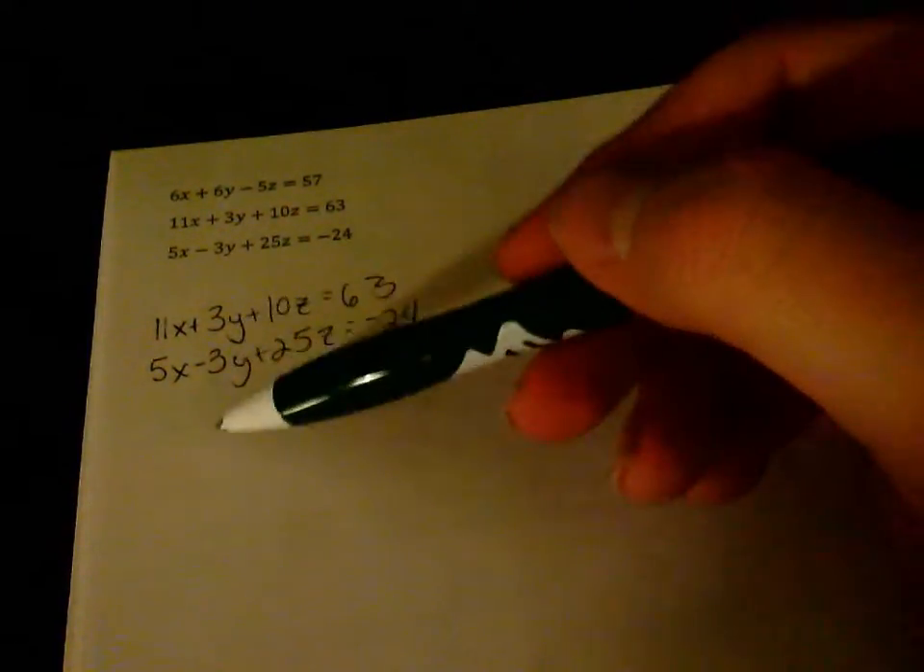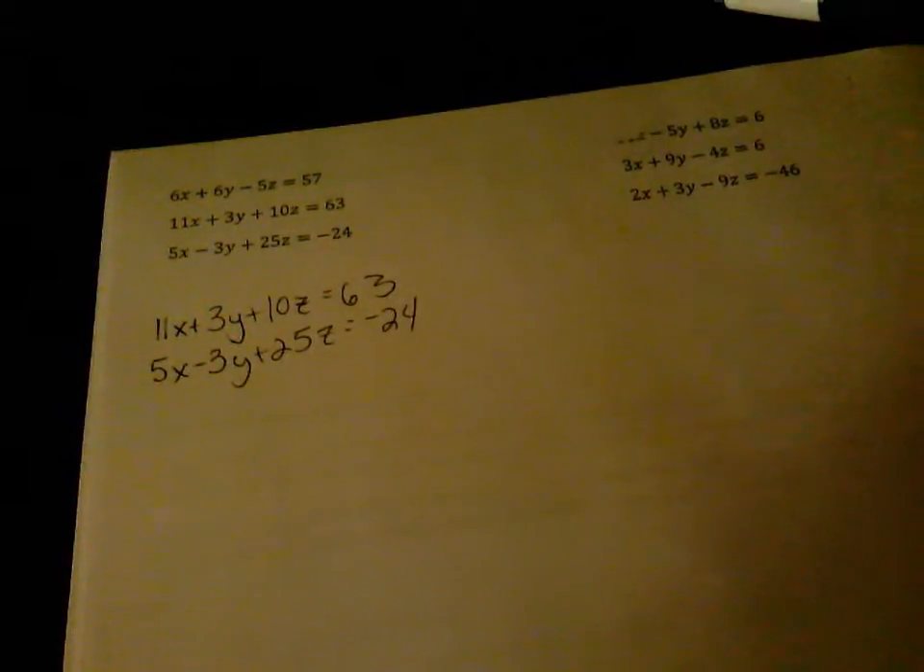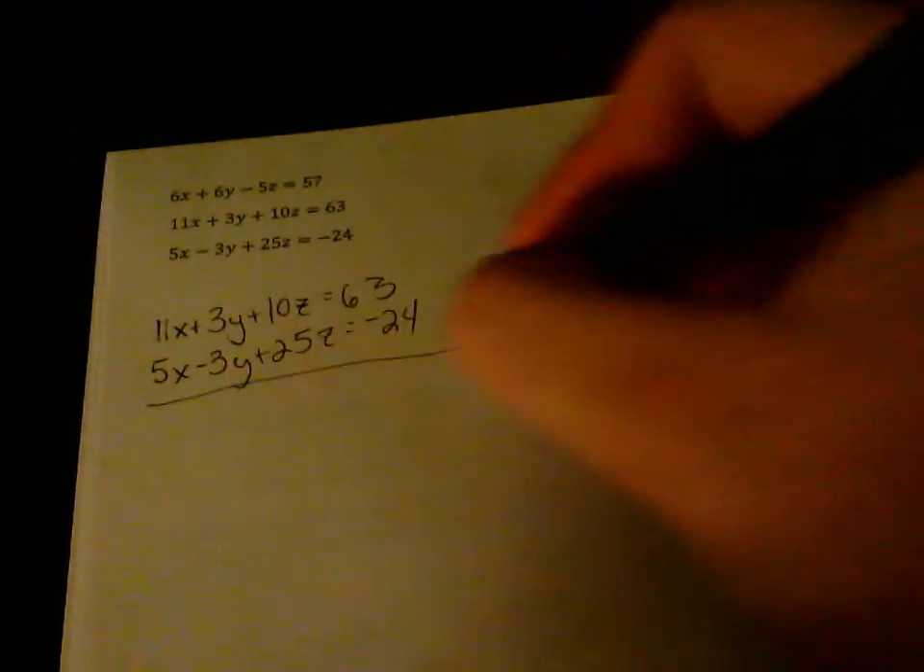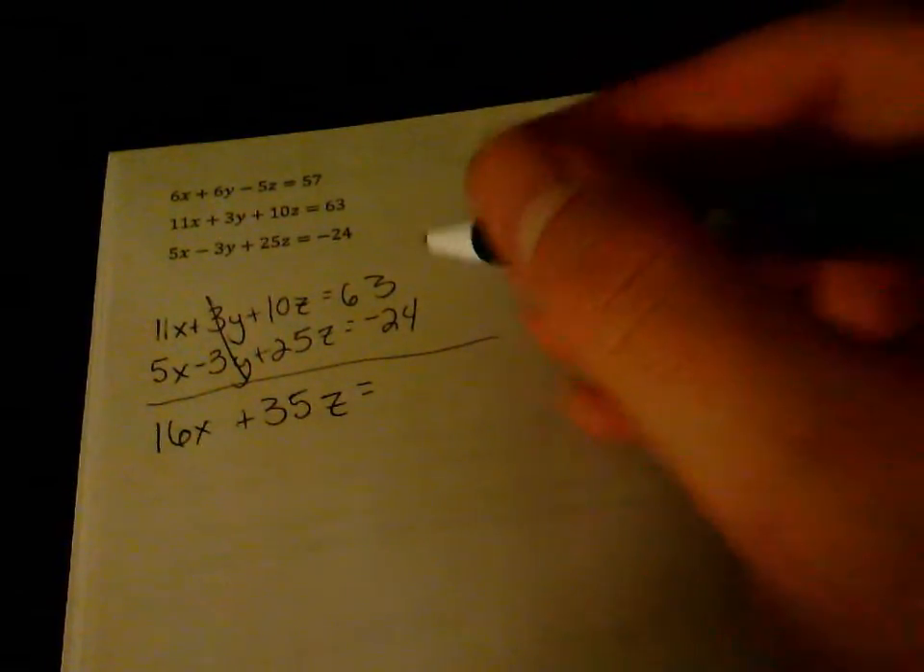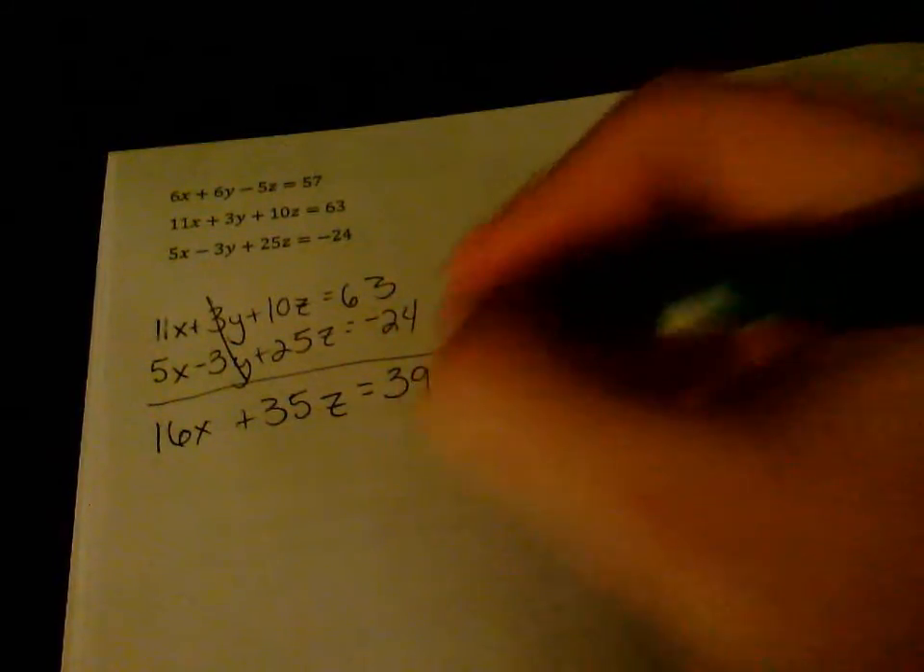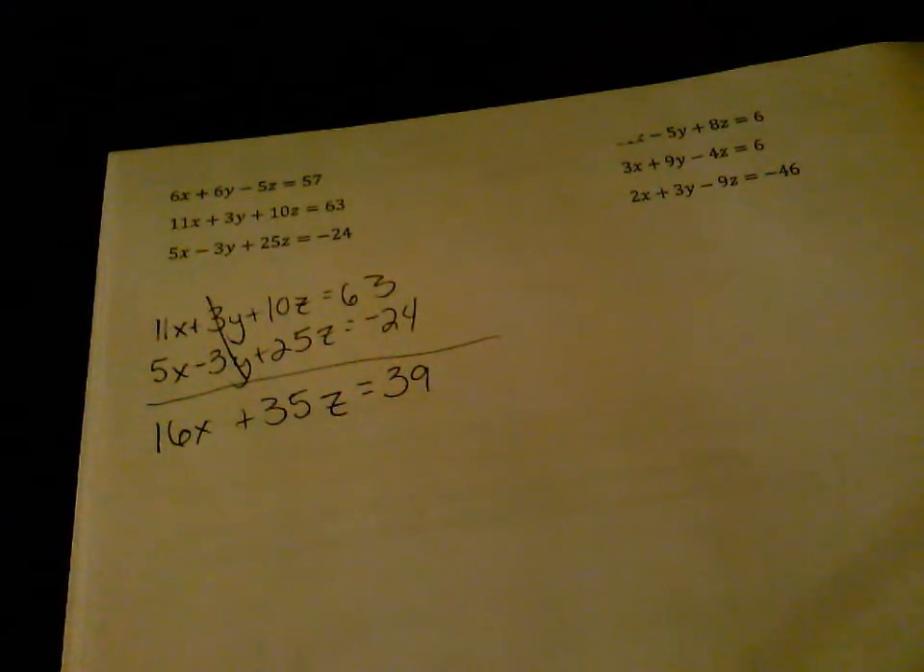The next equation is 5x minus 3y plus 25z equals negative 24. So let's look at the y's. Do I have a positive and negative of the same number? The answer is yes. So I can do the next step after that, which is to add downwards. This becomes 16x. That crosses out. This becomes 35z. And then this becomes, what, 39? So that gives me my first 2-variable equation.